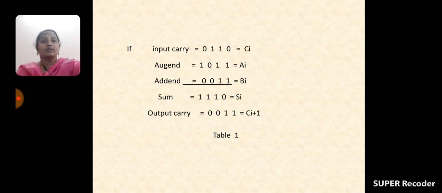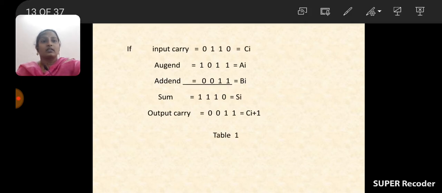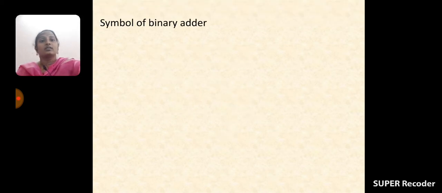See here, one more example: 1 0 1 1 and 0 0 1 1. 1 plus 1 is 0 and carry 1. Then 1 plus 1 plus 1, sum 1 and carry 1. Then sum 1 and carry 1 again, and 1 plus 1, sum 0 and carry 1. So this is one more example.